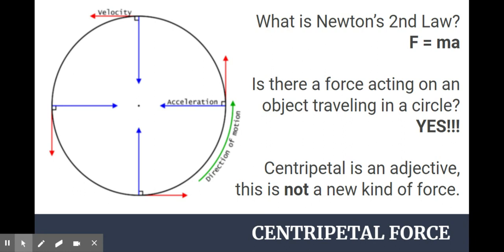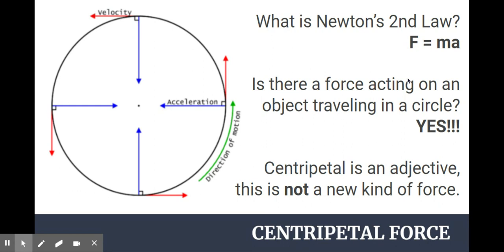Well, first off, let's answer the first one. Newton's second law, force equals mass times acceleration. Technically, the sum of the forces, the net force equals mass times acceleration. To keep it simple, we're going to look at just one force acting on an object. So it's just one force equals mass times acceleration. If an object's moving in a circle, there is a force acting on it. Guaranteed. In order for an object to accelerate, there has to be a force that's causing that acceleration. Therefore, if an object's traveling in a circle, there has to be an acceleration. And if there has to be an acceleration, there has to be a force acting on it.